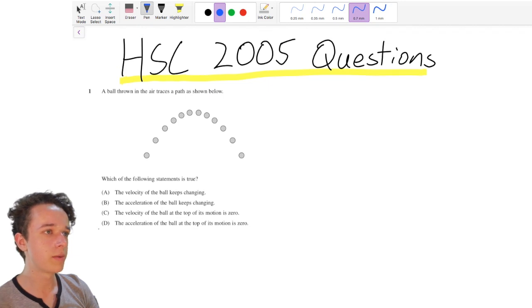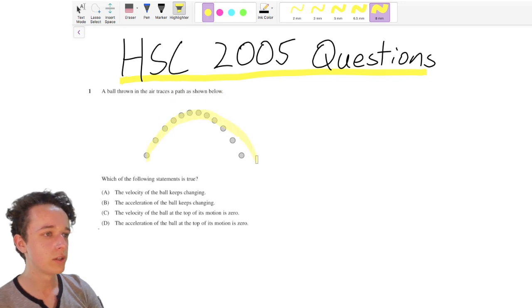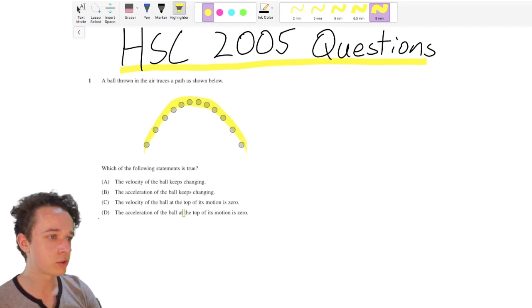The next question is from HSC 2005. A ball thrown in the air traces a path shown below. So typical parabolic projectile path. Which of the following statements is true? The velocity of the ball keeps changing. The acceleration of the ball keeps changing. The velocity of the ball at the top of its motion is 0. The acceleration of the ball at the top of its motion is 0.